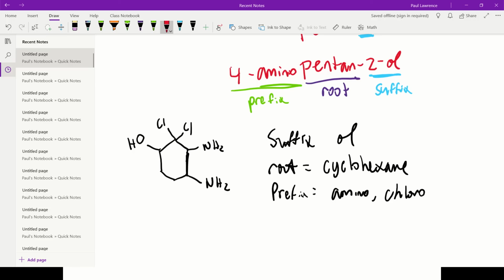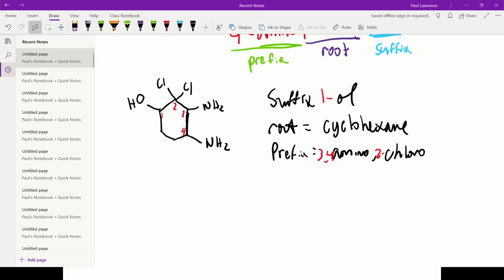We want to add location numbers. So we have to start with the highest priority functional group. So that's carbon 1. And then you want to give all the other substituents the lowest possible locator numbers. So we go clockwise in this particular case. And now we make sure that we can identify where those functional groups are. The alcohol is on carbon 1. The chlorines are on carbon 2. And the amino groups are on 3 and 4.